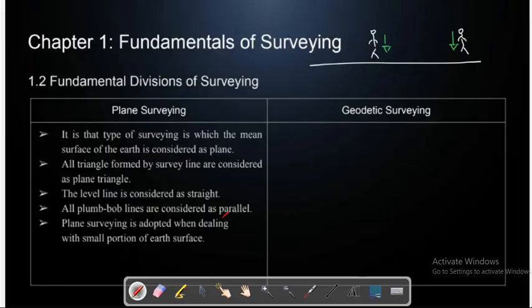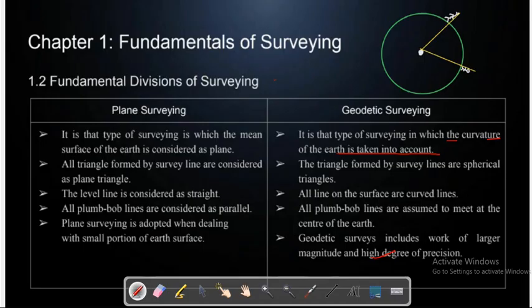Next, if you see the difference between plane surveying and geodetic surveying, plane surveying is that type of surveying in which the mean surface of the earth is considered as a plane. That means our surface is plane, whereas in geodetic surveying, our surface is curved. The triangle which is formed by the survey lines is considered a plane triangle. Obviously, if you do a measurement in a planar section, the triangle which is formed will be nothing but a plane triangle, right? It is a planar triangle.